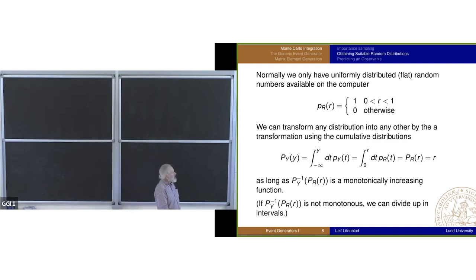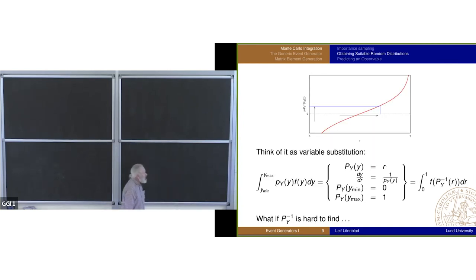So if you can calculate the inverse of this cumulative distribution, and this is a monotonically increasing function, which you have to have because you need to take the inverse here, you can create any random distribution from a flat distribution. It's similar to just choosing a variable substitution in your integral, and you will see that it works out. The problem, of course, is that this P_Y inverse is often difficult to write down analytically. And so we need some other tricks.